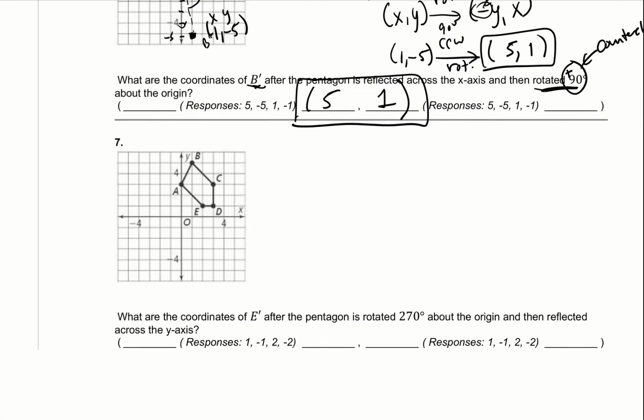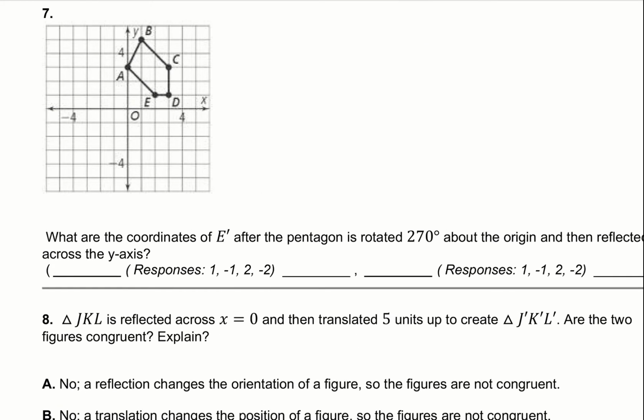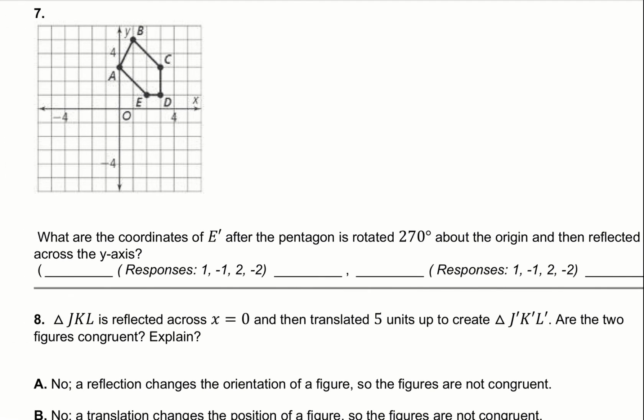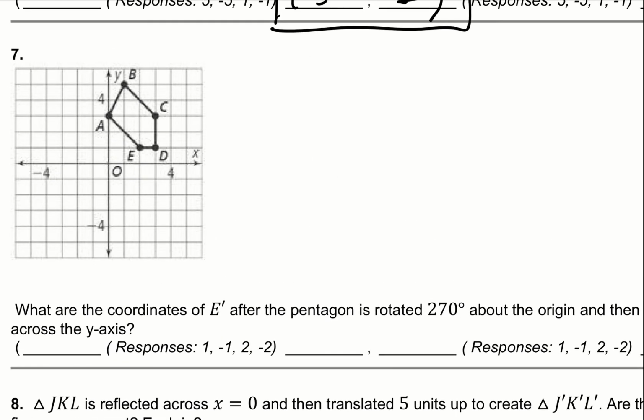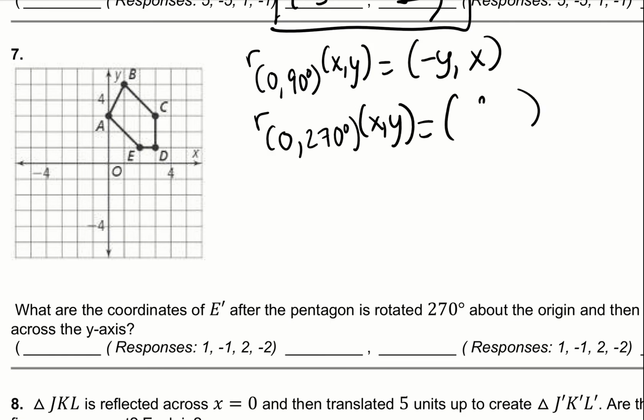All right. Let's do number 7. So what are the coordinates of E prime after the pentagon is rotated 270 degrees about the origin and then reflected across the y-axis? Okay, so we just went over that the rule for rotation about the origin of 90 degrees of a given coordinate is negative y and x. Now let's look at the rule for rotation about the origin 270 degrees counterclockwise of any given coordinate. So what's the rule for that?